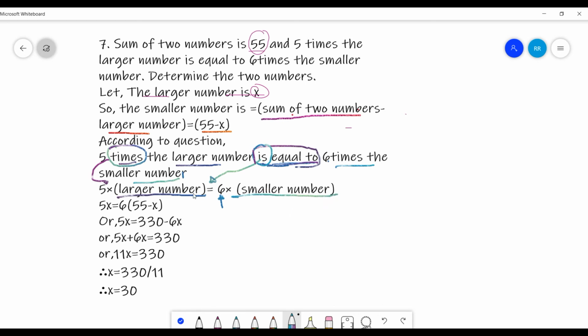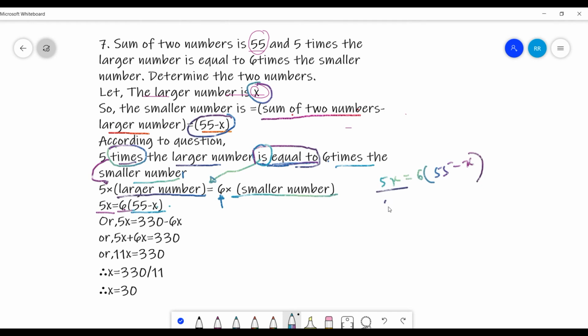So 5 into the larger number. The larger number was assumed as x, so I have replaced it with x, and 6 into the smaller number, so you can put a multiplication sign here. What is our smaller number? 55 minus x. So what you have to do: 5x equals 6 into (55 minus x).